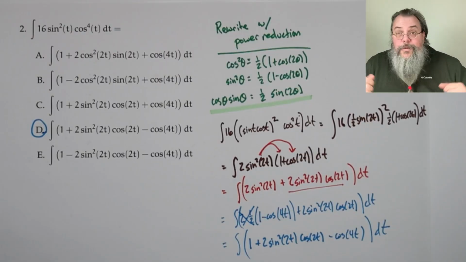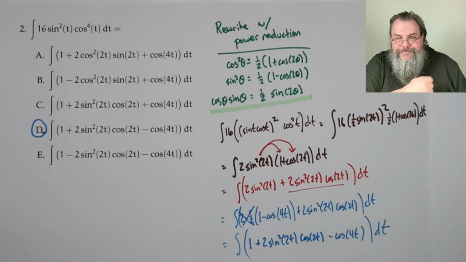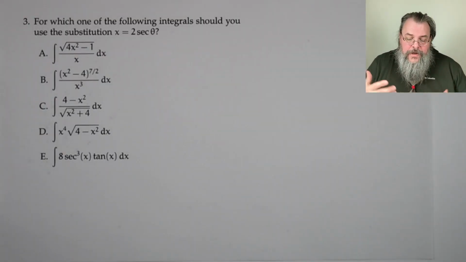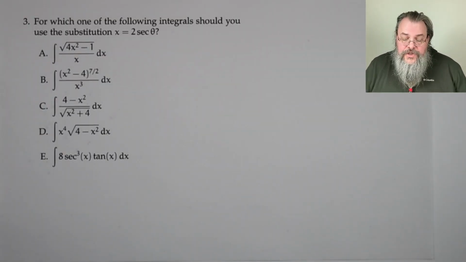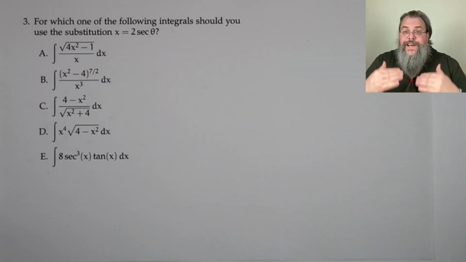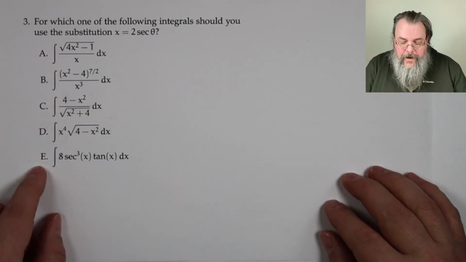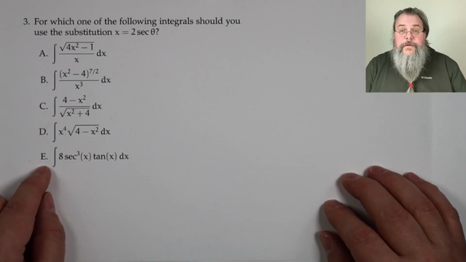All right. Well, 2 down, right? Let's keep it going. Our third problem. For which one of the following integrals should you use the substitution x equals 2 secant theta? And we have 5 options here. And the 5th one is a very strange looking one.